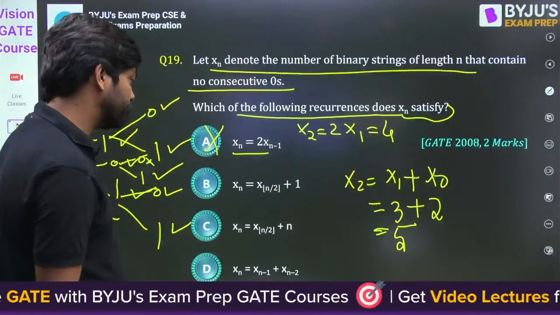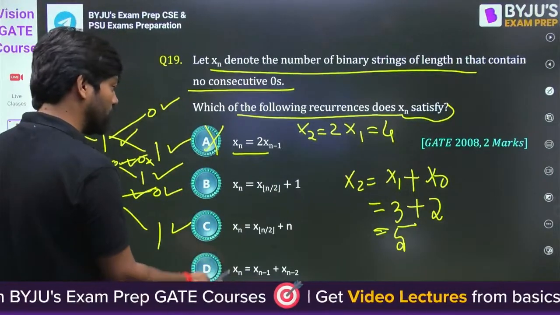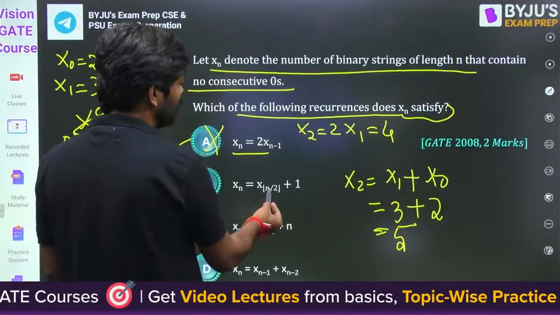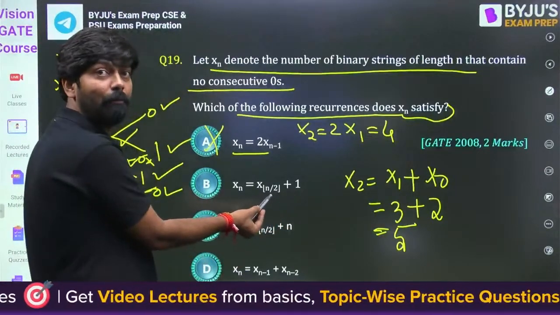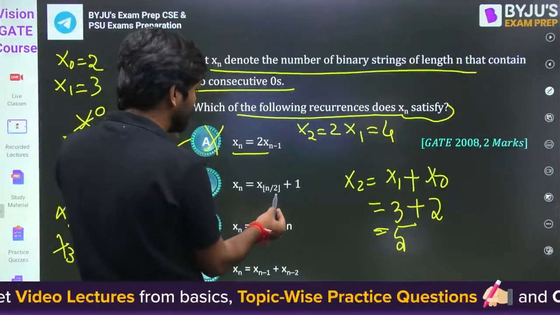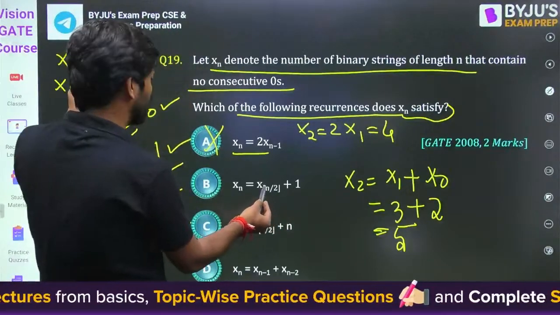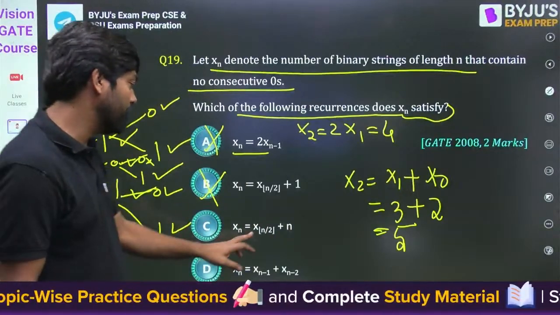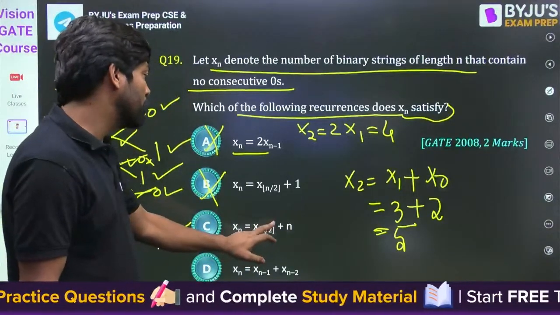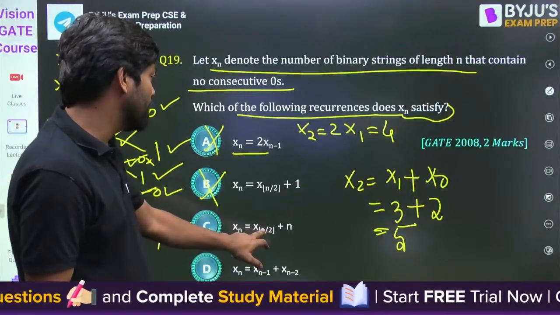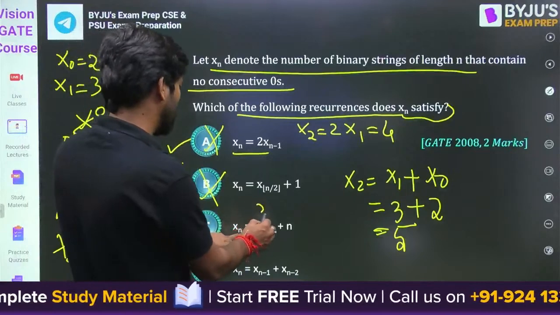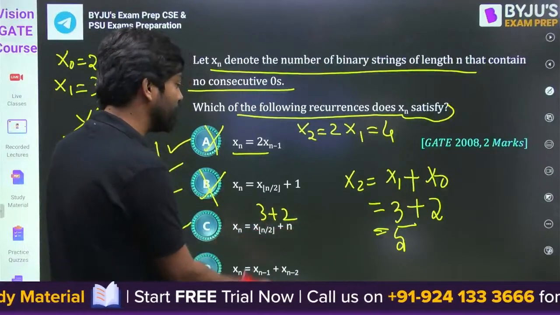Now you can try this one also if you want. xn by 2: n is nothing but 2, I am taking 2 here. So 2 by 2 is nothing but 1. So x1 is 2, so 2 plus 1 is 3. So it will not be the answer. If we put n value as 2, it is nothing but x1, which is 3, and this is 2. So here it is coming 5.